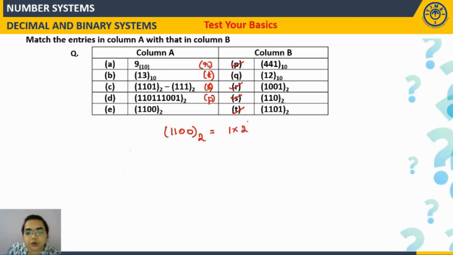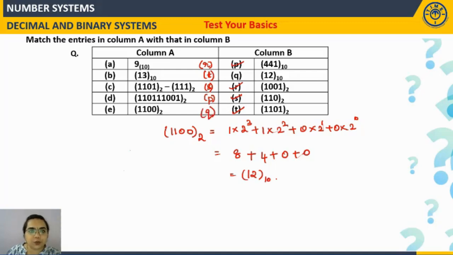1 into 2 to the power 3 plus 1 into 2 square plus 0 into 2 power 1 plus 0 into 2 to the power 0. 1 into 2 cube is 8 plus 1 into 2 square is 4 plus 0 plus 0. 8 plus 4 is 12. So 12 to the base 10. 12 to the base 10, you can see it in Q. Alright. Okay, so we have solved all the questions.